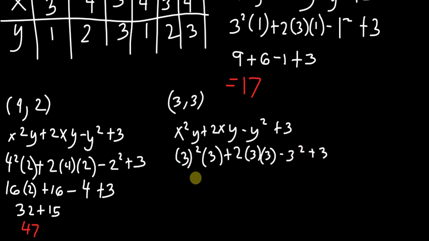So what is 3 square? That is 9 times 3 plus 2 times 3, 6 times 3, 18 minus 3 times 3, that is 9 plus 3. So 9 times 3, that is 27 plus 18 minus 9, that is 9 plus 3, that is 12. So 27 plus 12, that is 39.